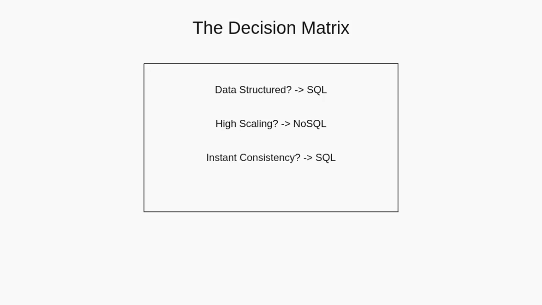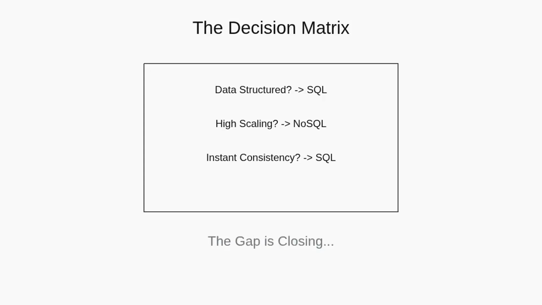As we wrap up, let's look at the decision matrix. Ask yourself 3 questions. First, is your data structured and predictable? If yes, SQL is likely the winner. Second, does your application require high-frequency writes and horizontal scaling? If so, NoSQL is your best bet. Third, how important is immediate consistency? If you need every user to see the exact same data at the exact same time, SQL is the safer choice.